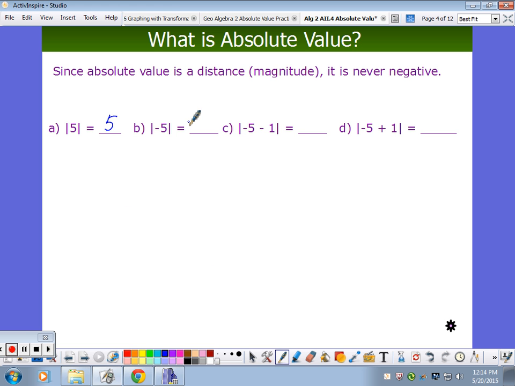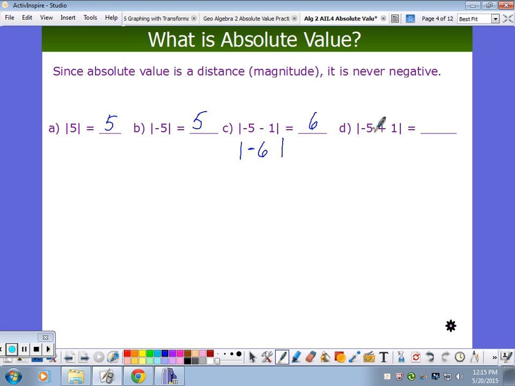Absolute value of negative 5? 5. Now be careful here. What is this? You do the calculation inside first. What's negative 5 minus 1? Negative 6. Now take the absolute value, 6.